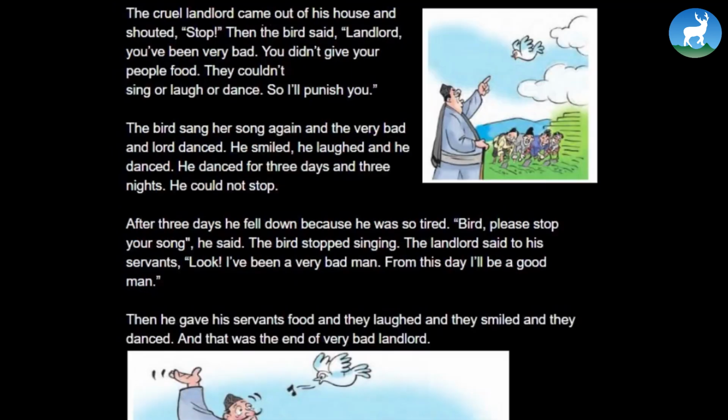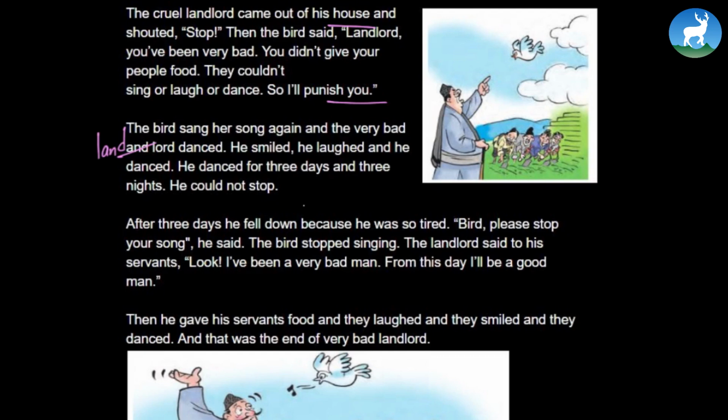The cruel landlord came out of his house and shouted, "Stop!" Then the bird said, "Landlord, you've been very bad. You didn't give your people food. They couldn't sing or laugh or dance, so I'll punish you." The bird sang her song again, and the very bad landlord danced. It's not landlord, I guess it should be landlord, right? So he smiled, he laughed, and he danced.